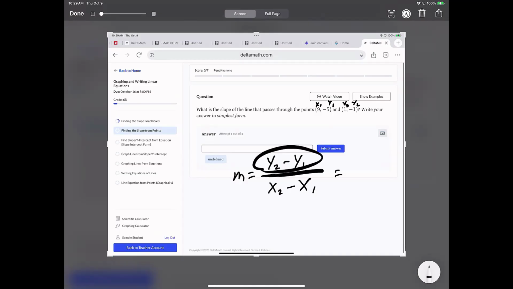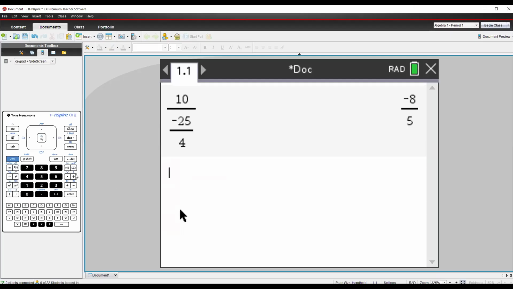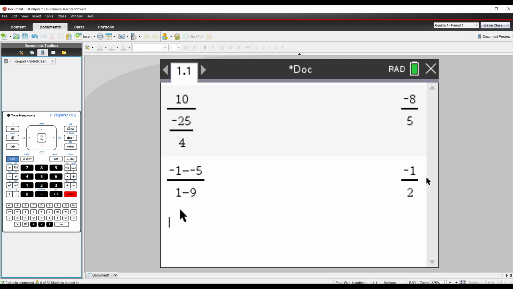So here's what I'm going to do. On the top, it's going to be negative 1 minus a negative 5. And then on the bottom, it's going to be 1 minus 9. So from here, I just need my calculator. So let me go grab that right here. And I'm going to use the stack fraction. I'm going to put in negative 1 minus a negative 5. And then on the bottom, I'm going to put 1 minus 9. Press enter. It simplifies it. It's going to be negative 1/2.